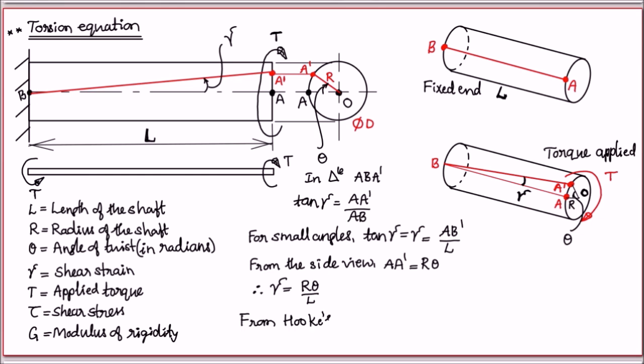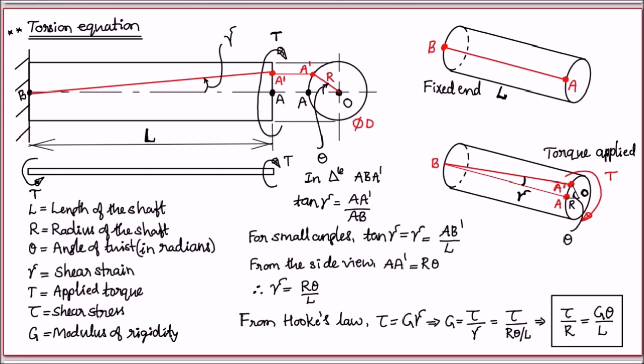But we know Hooke's law. From Hooke's law, shear stress is equal to G into gamma. Or if I take tau by gamma, it becomes G is equal to tau by gamma. But gamma is R theta by L. I'll substitute that. So G is tau divided by R theta by L. I can just rearrange these terms and write it as tau by R is equal to G theta by L.